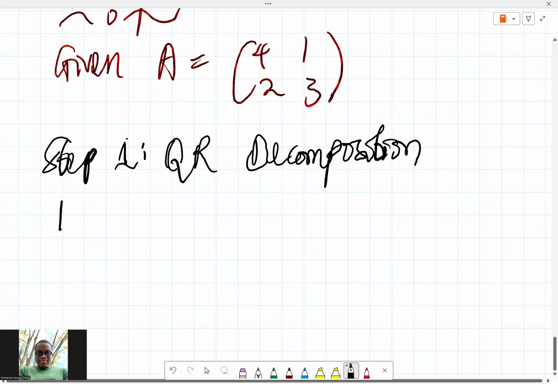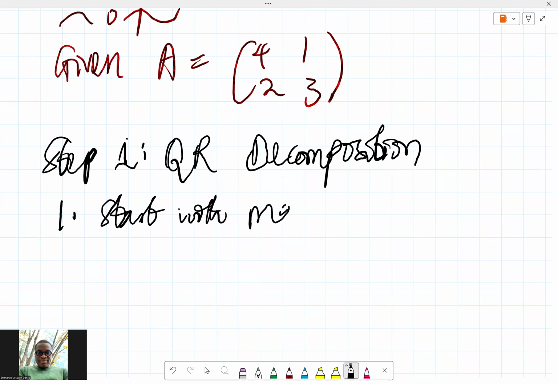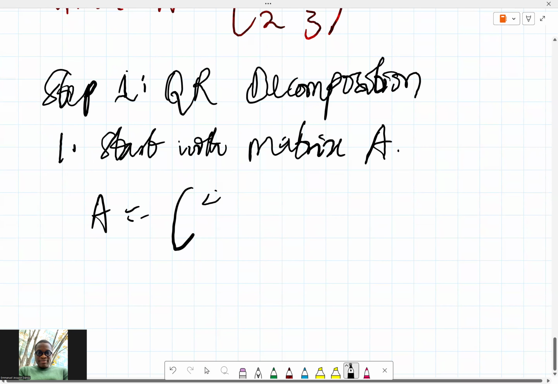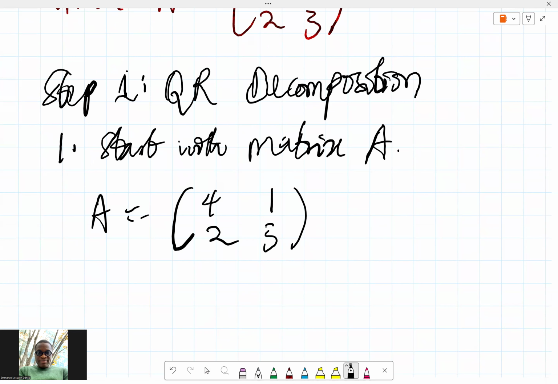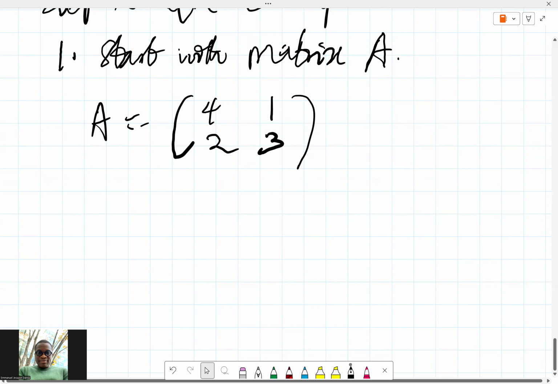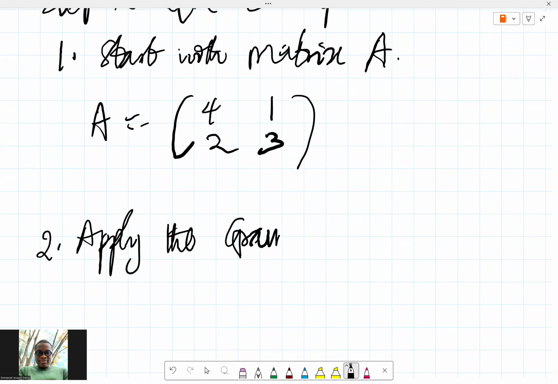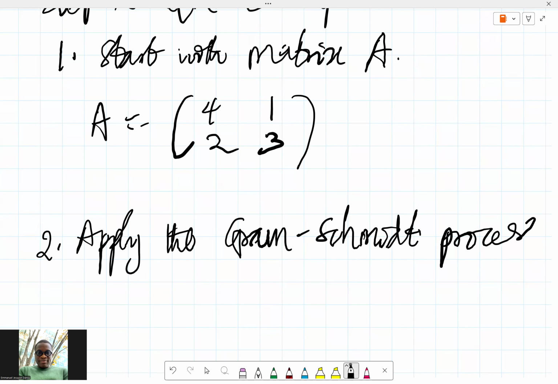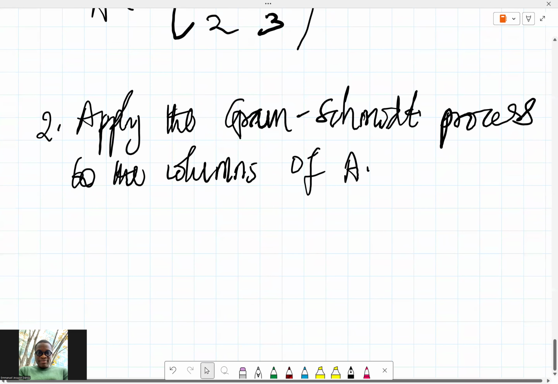Under that step, the first thing we need to do is start with matrix A. So A is equal to [4, 1; 2, 3]. That's the matrix we start with. Then we apply the Gram-Schmidt process to the columns of A.